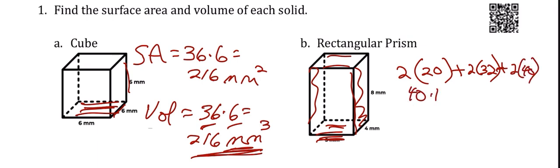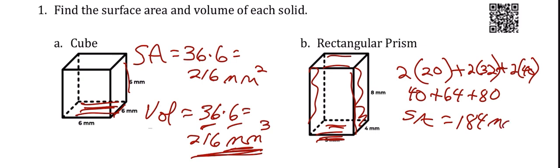Okay, when we add all that together, we're going to get 40 plus 64 plus 80. So this is all of our surface area. So our surface area is going to be the total of all of that, which is 184 square millimeters. Okay, let's go now to volume.